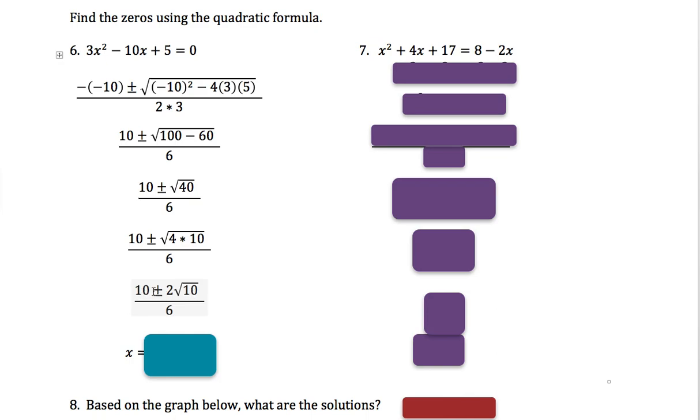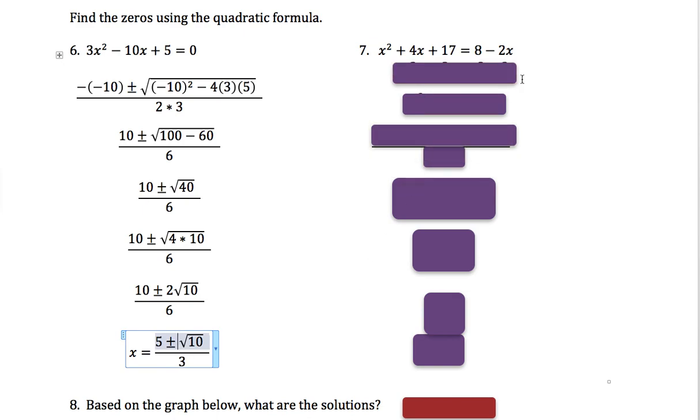Now I can reduce this fraction. 10 divided by 6 will be 5 over 3, and 2 divided by 6 is 1 over 3. So I end up with the answer of 5 plus or minus 2. Oops, that should be a 1. So 5 plus or minus the square root of 10, divided by 3.